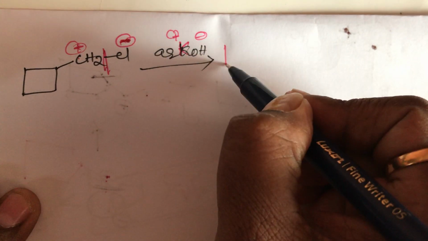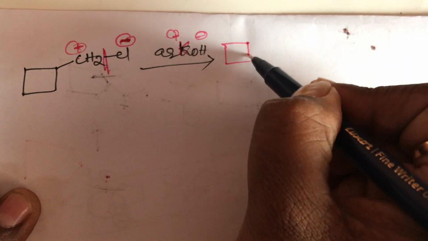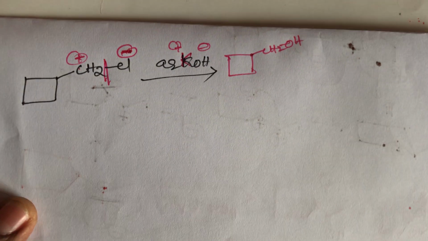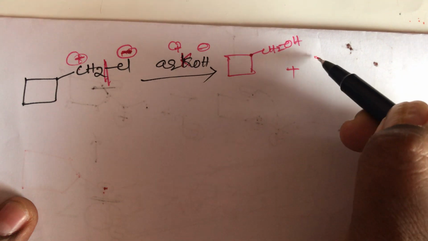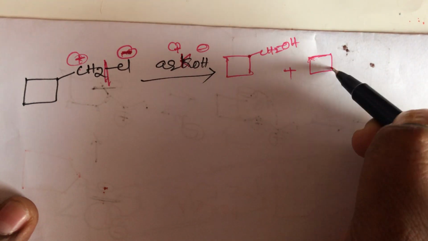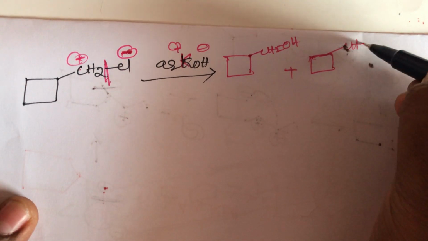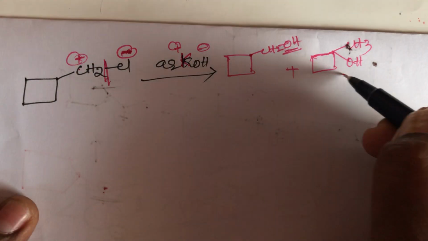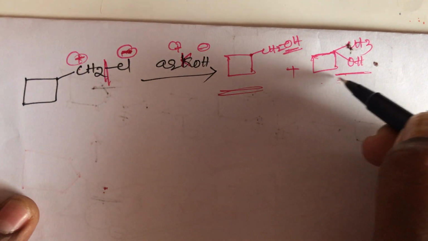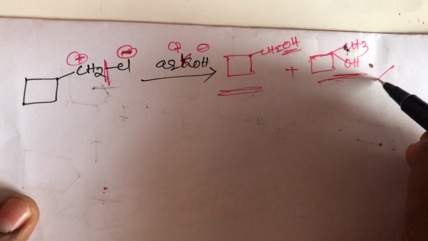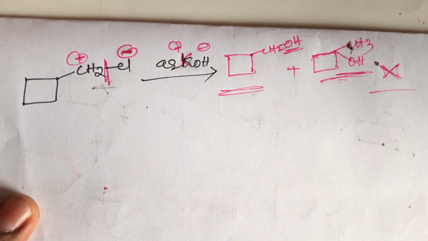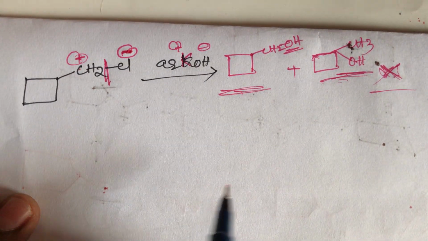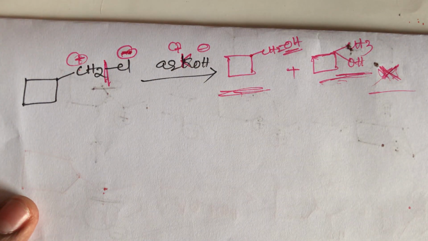Generally, we think about what the product is here: CH2OH, or another product, CH3OH. One is a primary alcohol and the other is a tertiary alcohol. These two are the generally expected products, but both of these products are wrong. So what is the correct product here?